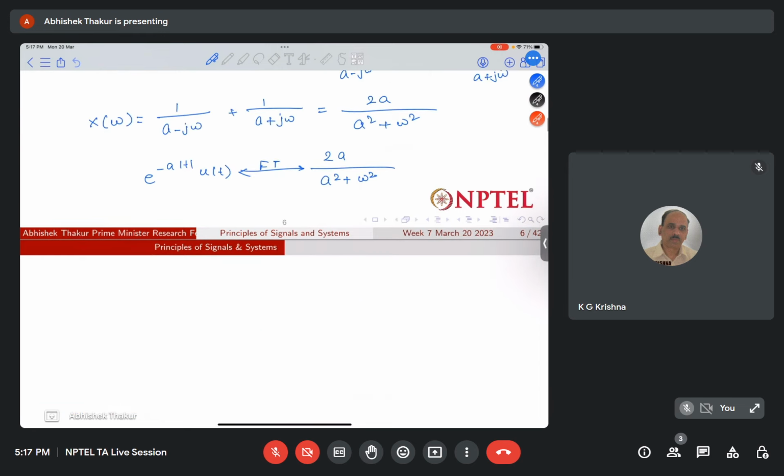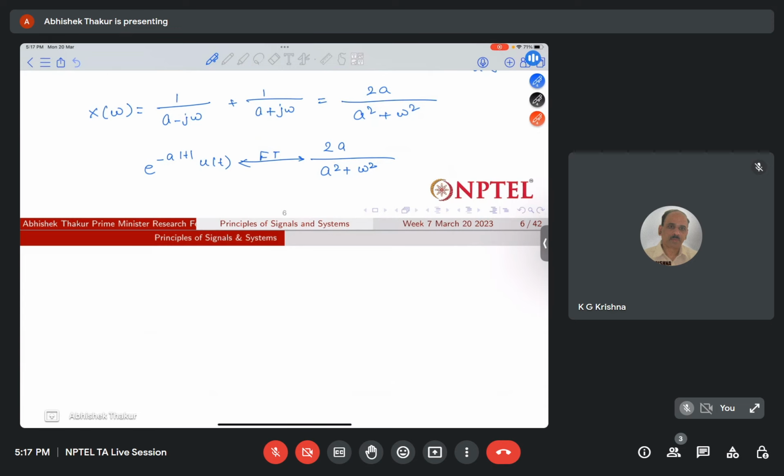For this also, if you draw the magnitude plot, we can simply do the magnitude and phase plot for all these things. If you don't know the maximum value, just differentiate this X omega with respect to omega and equate it to 0. That will be the point of maxima or minima. Just basic mathematics you can use. Now we will see some other properties and some other basic signals.